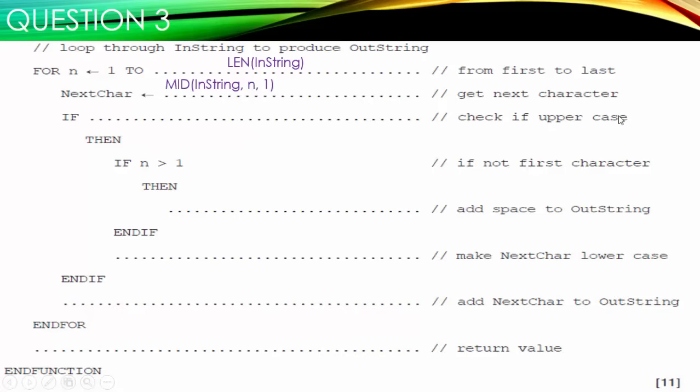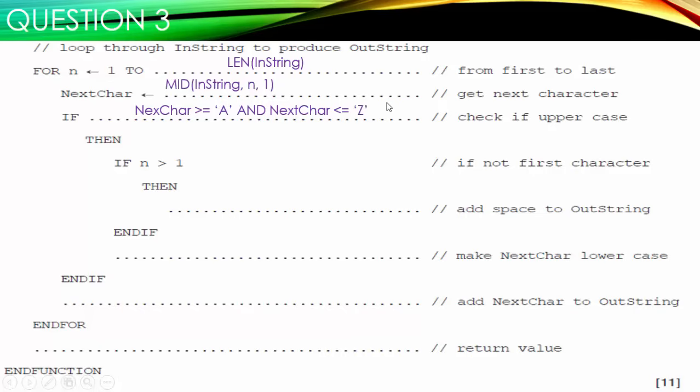Next, we need to check if it's uppercase. You want to be familiar with the ASCII code chart because what we're looking to see is if the next character is greater than or equal to A. Notice there is a capital A, not a lowercase a, big difference there. And we do this with single quotes, and we want to make sure that the next character is less than or equal to a Z, a capital Z.